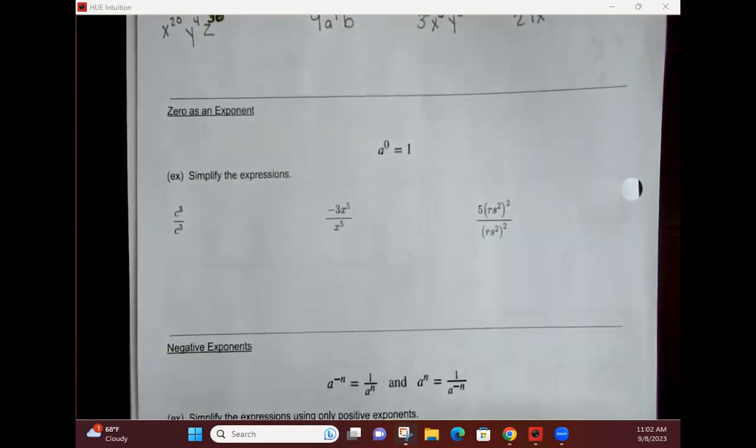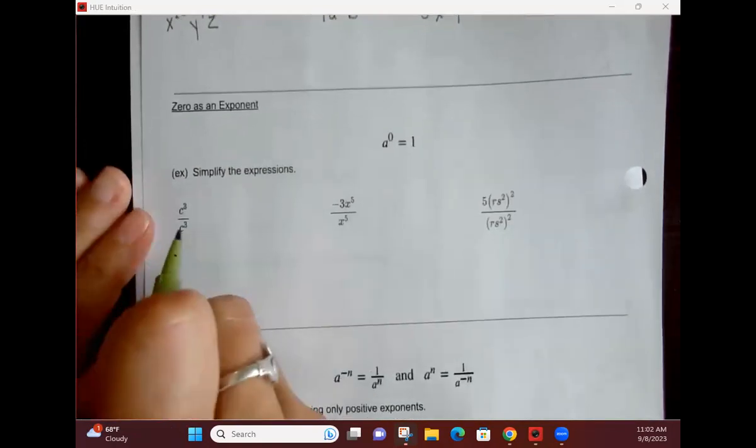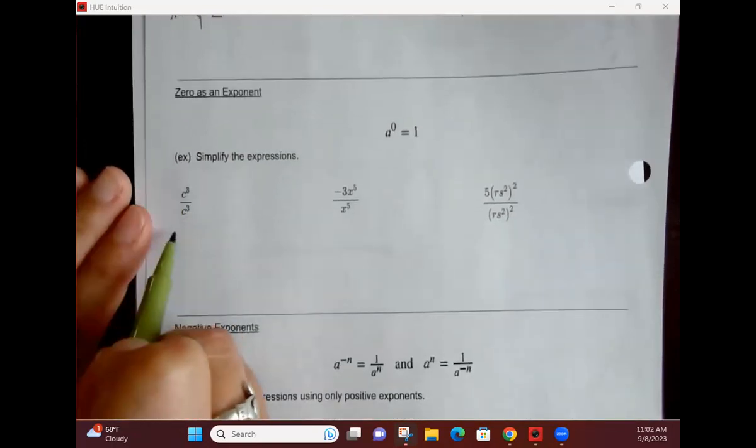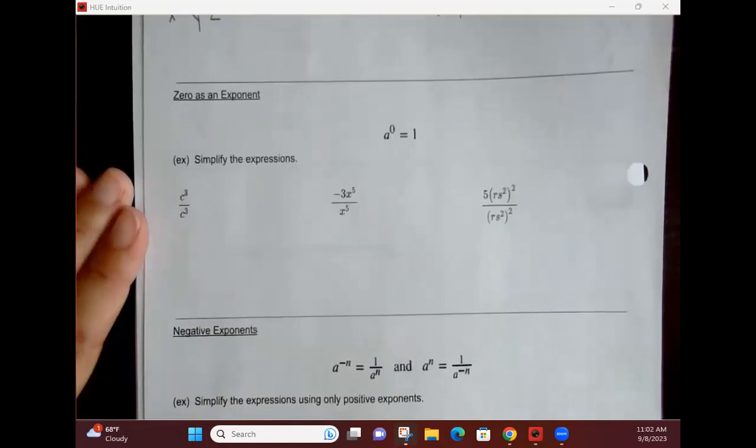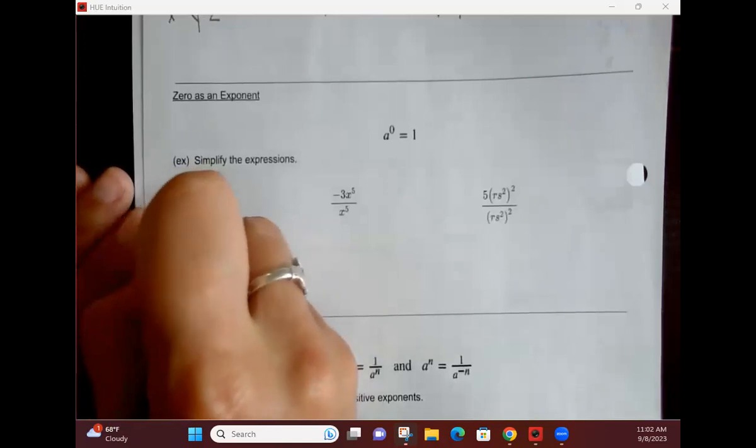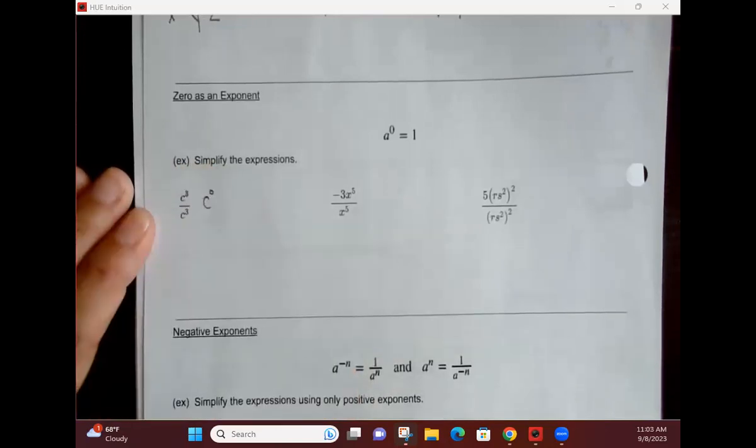Okay. So here's what this lets us do. If I have something like c cubed divided by c cubed, the quotient rule tells us to subtract those exponents, so we would end up with c to the 0 power. Right? 3 minus 3 is 0. Anything to the 0 power is 1. So c cubed over c cubed is just 1.